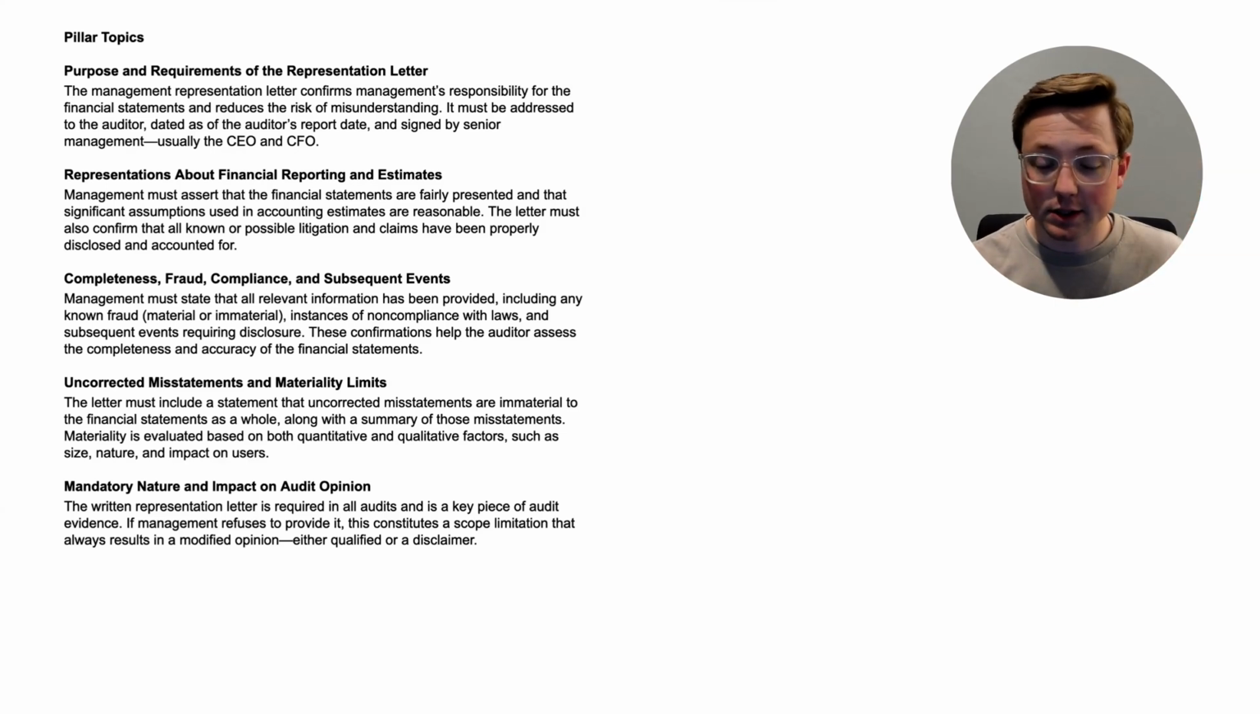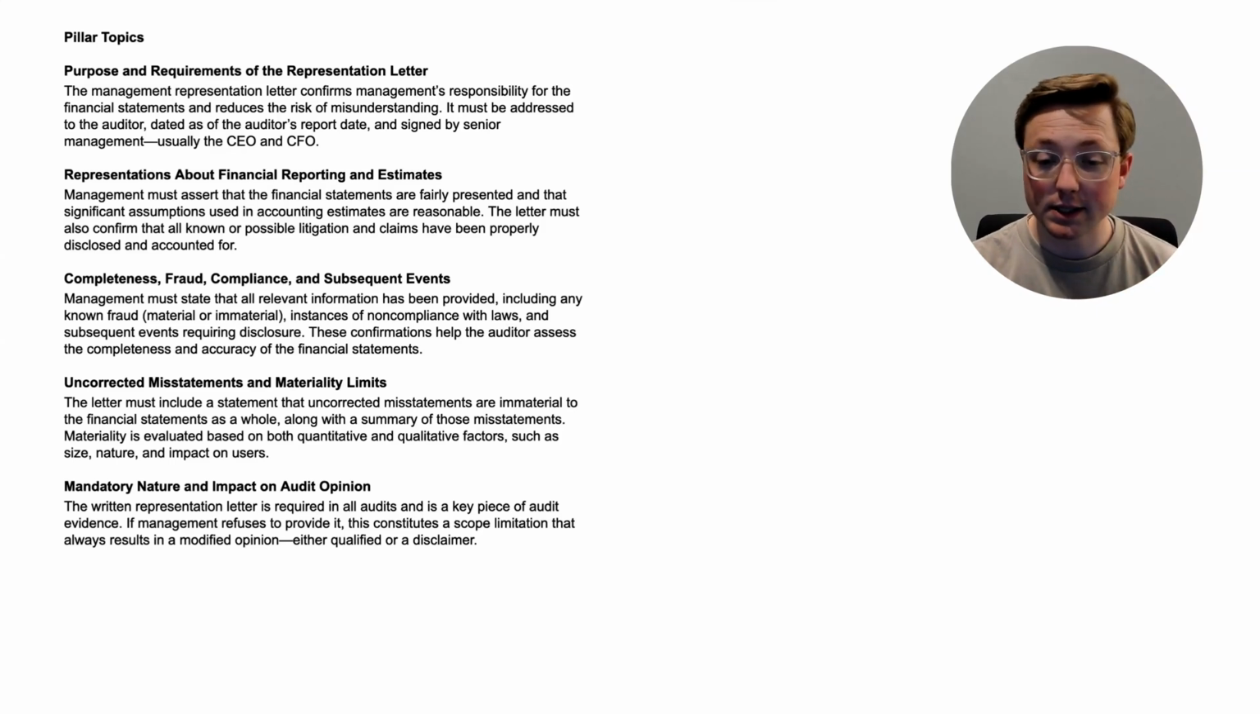Anyway, again, they have to state the fraud, they have to state stuff about instances of non-compliance with laws, and they have to have a statement about the subsequent events requiring disclosure. These confirmations help the auditor assess the completeness and accuracy of the financial statements. Now let's talk about the uncorrected misstatements and materiality limits. These are the kinds of things that also have to be in the statement.